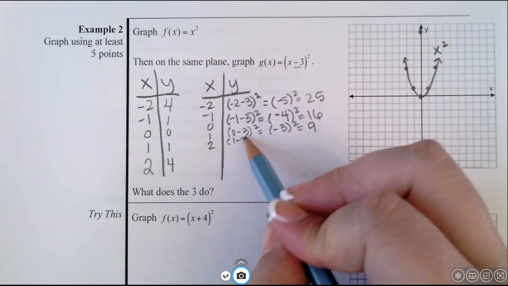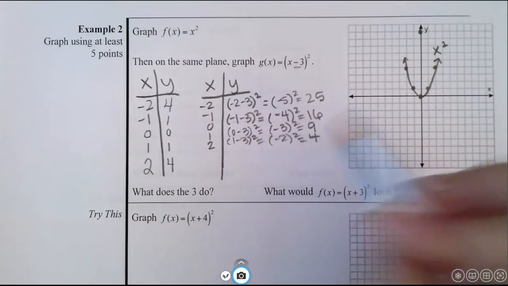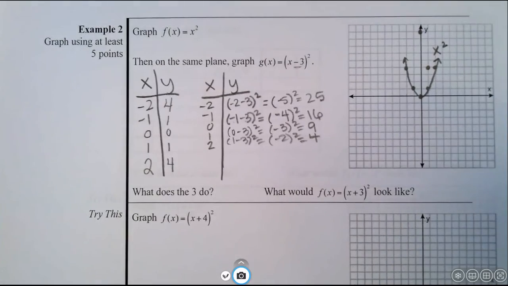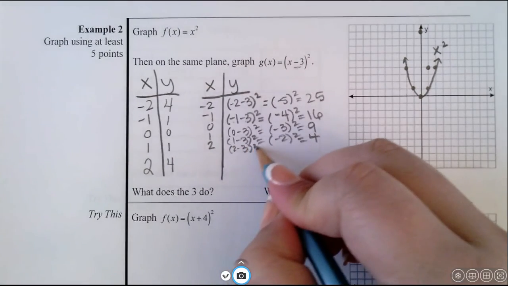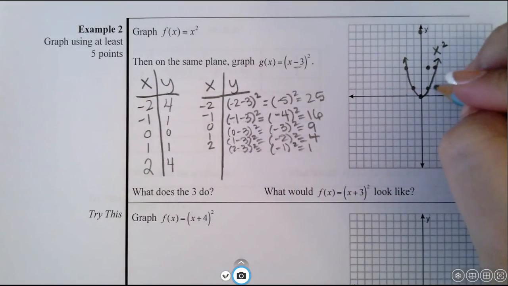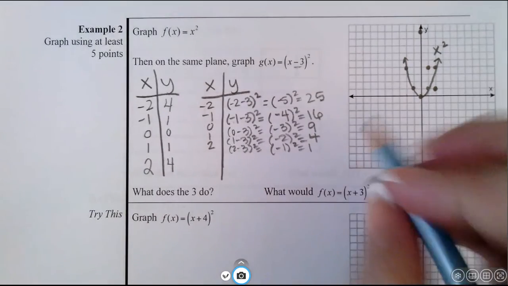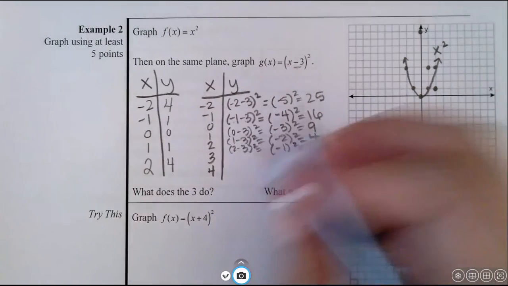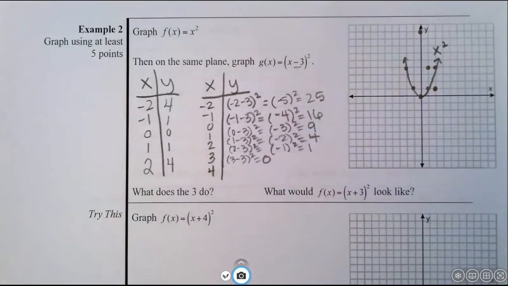1 minus 3 squared is -2 squared, which is 4. That one we can graph. 2 minus 3 squared, 2 minus 3 is -1 squared, which is 1. Hey, we can graph that one. So far we have 3 points, so we need at least 2 more. 3, 4. 3 minus 3, oh, that's nice, is just 0.